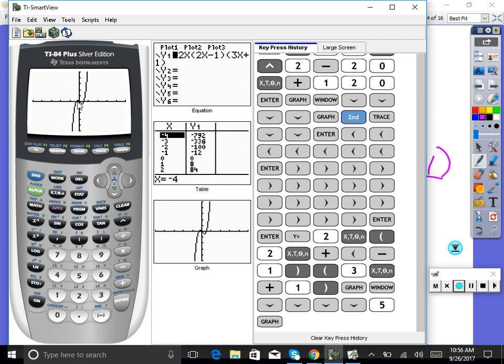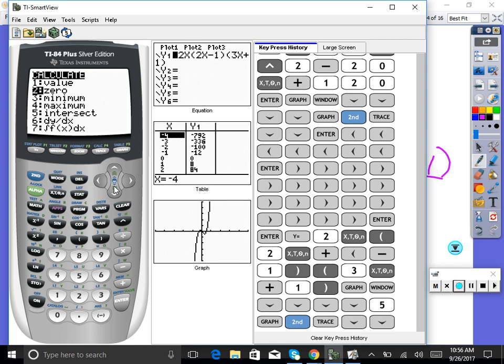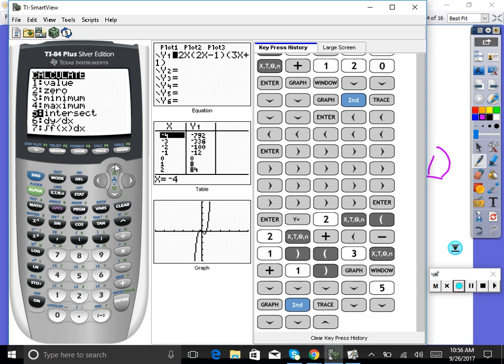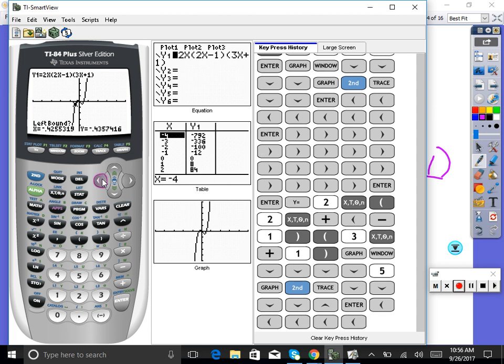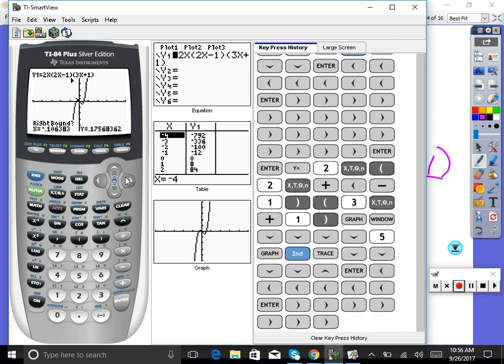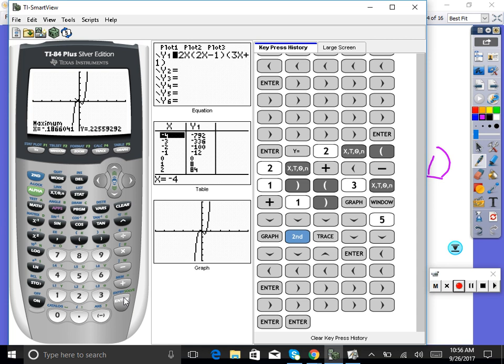So now all I need to know is the maximum volume. So I just need to find the max. Second trace, find the max. Left bound, scroll left, enter. Right bound, enter, enter. My maximum volume happened at negative 0.2, up 0.2.